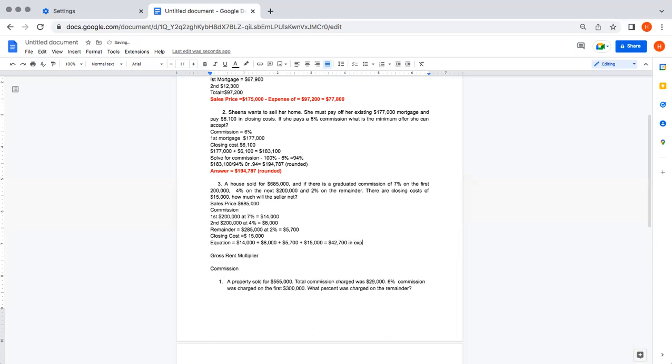And we're going to put in expenses here for this deal. And then the answer would be, we need to deduct that 42,700 from the sales price. And that's how we get to our number. So that equation would be sales price minus expenses equals, well, let's just represent that in actual numbers. Sales price of 685,000 minus 42,700 equals what?